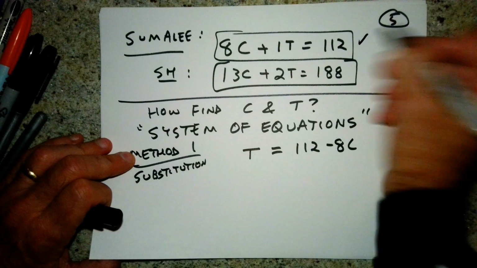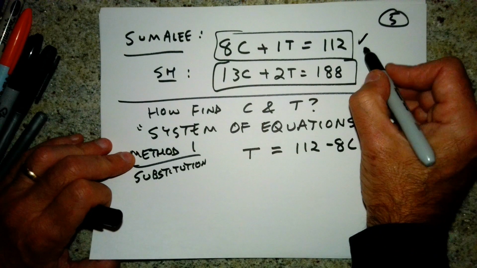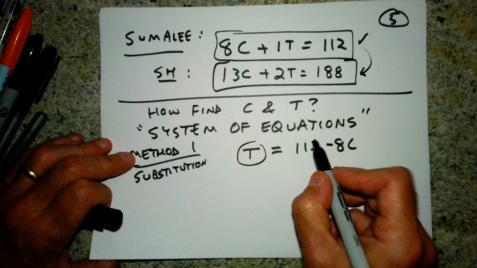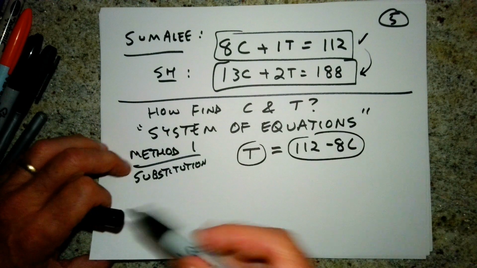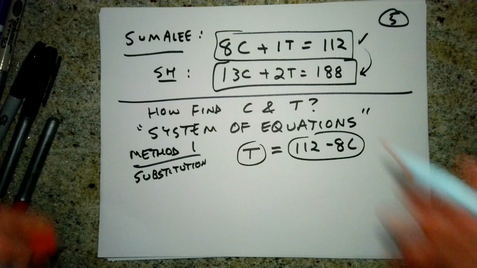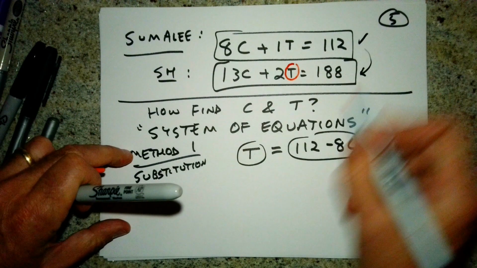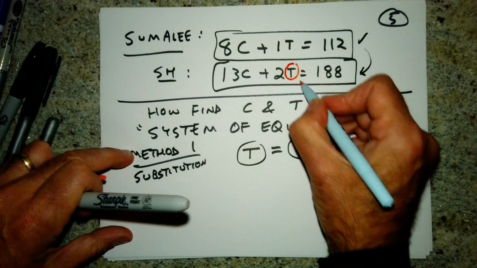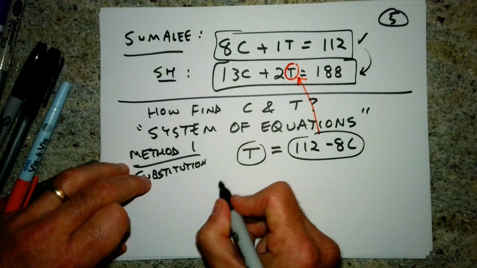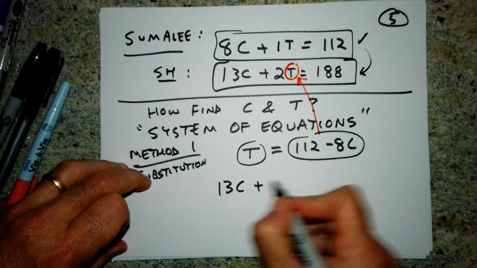So I solved this one for t, and now I'm going to take that and use it in the second one. In other words, wherever I see the letter T in the second one, I can replace it with 112 minus 8C. That's the substitution method. And you see, I see a T here. So I'm going to take 112 minus 8C and replace that T with 112 minus 8C. And that creates this equation, 13C plus 2.